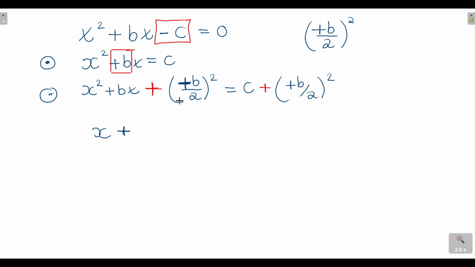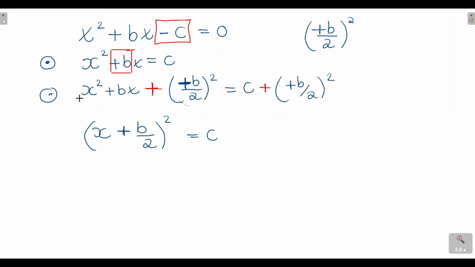Then we're going to rewrite this value that's inside your bracket. So it's b over 2. So it's positive b over 2. Then we're going to square that, and that is going to be equal to your values on the right hand side.